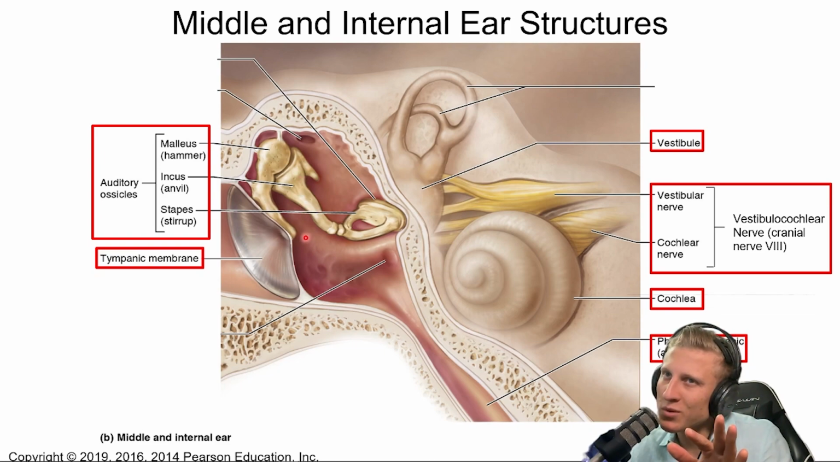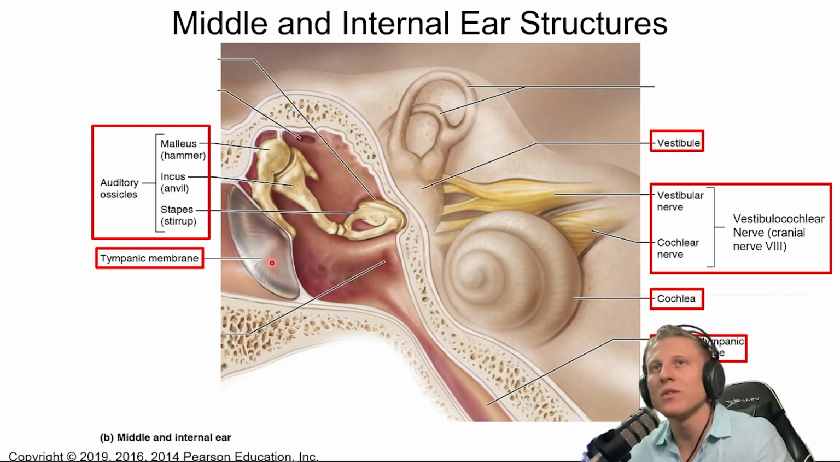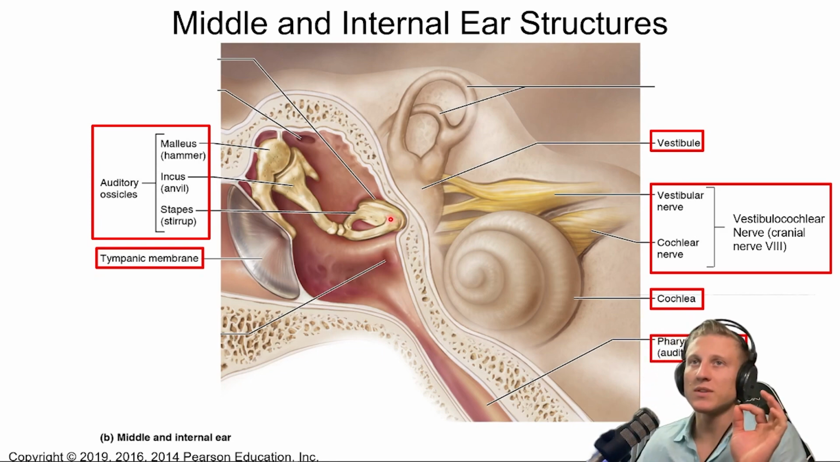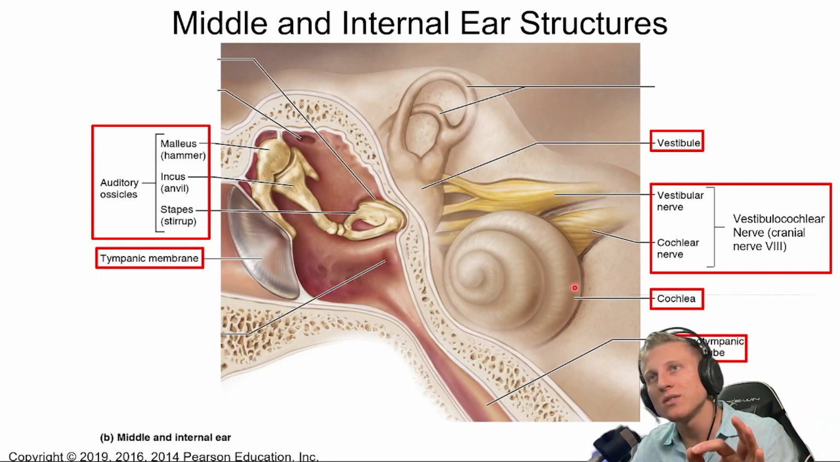If you ignore this whole long projection down here, it kind of looks like an anvil up there. And then transmitting that to the stapes. From the stapes, it will then be shunted into the cochlea.